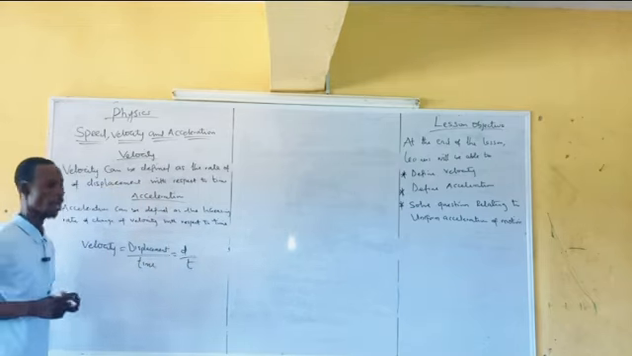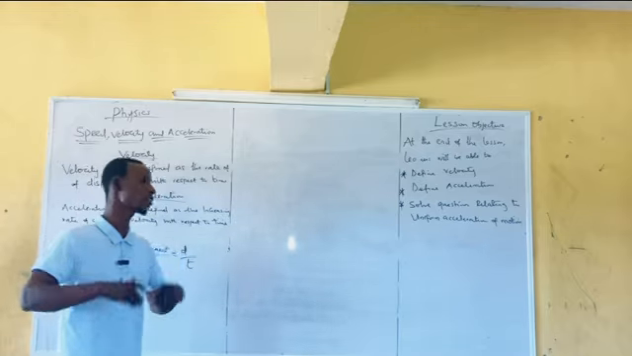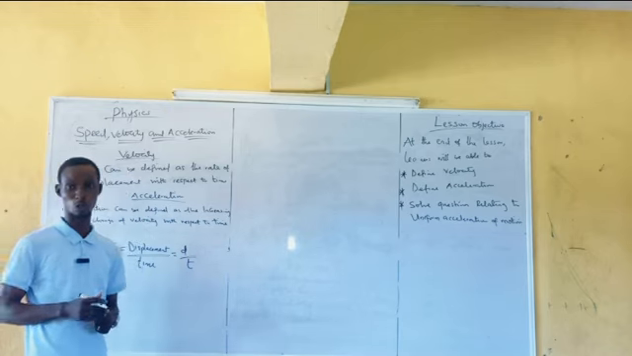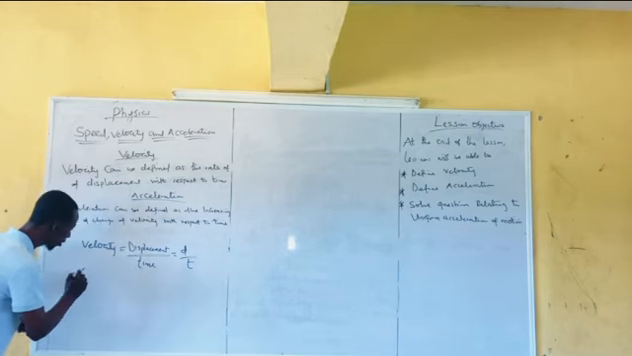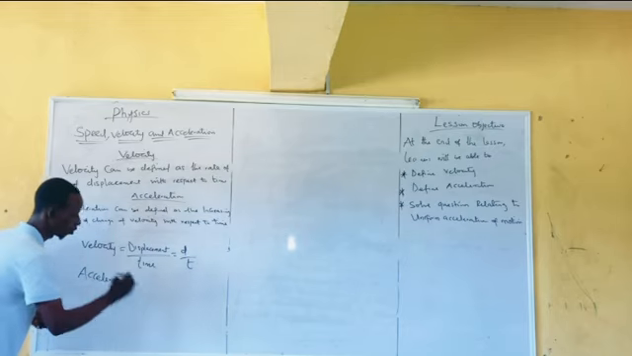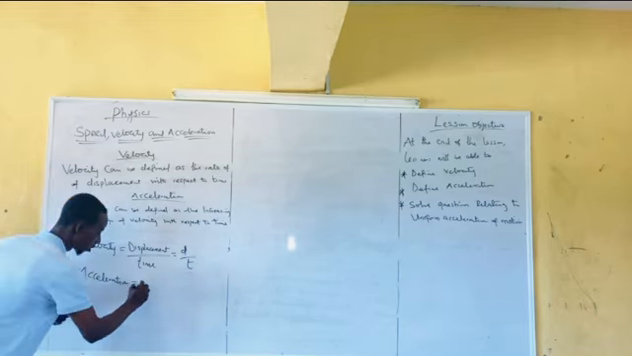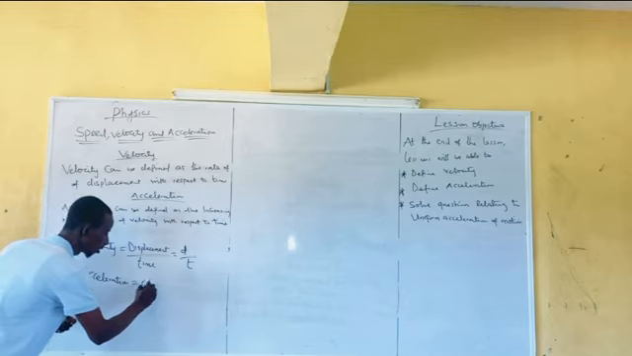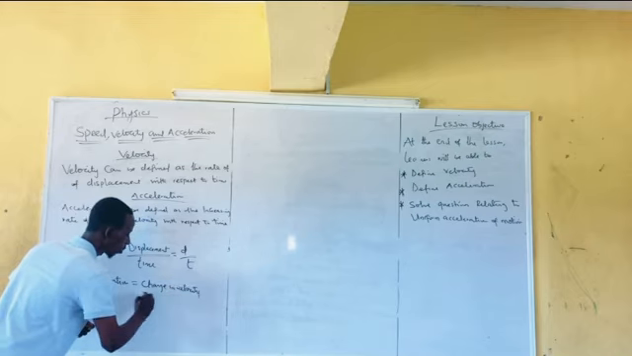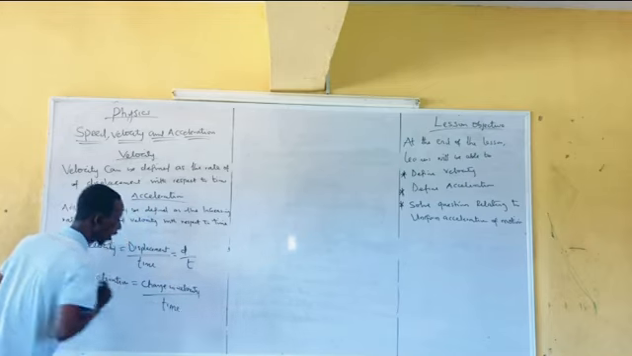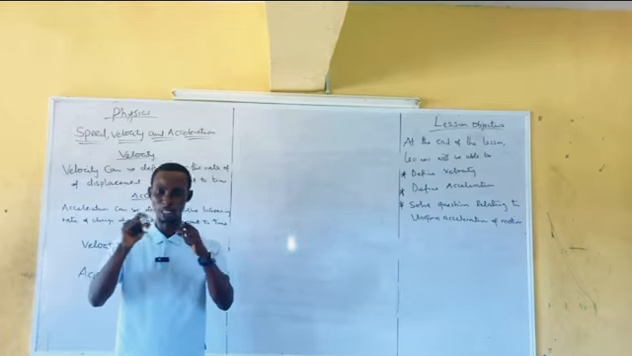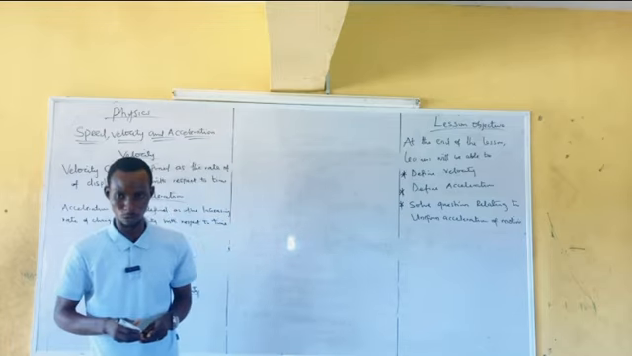And acceleration can be defined as the increasing rate of change of velocity with respect to time. That is, acceleration is equal to rate of change in velocity over time. These two terms lead us to the equation of uniform acceleration of motion.